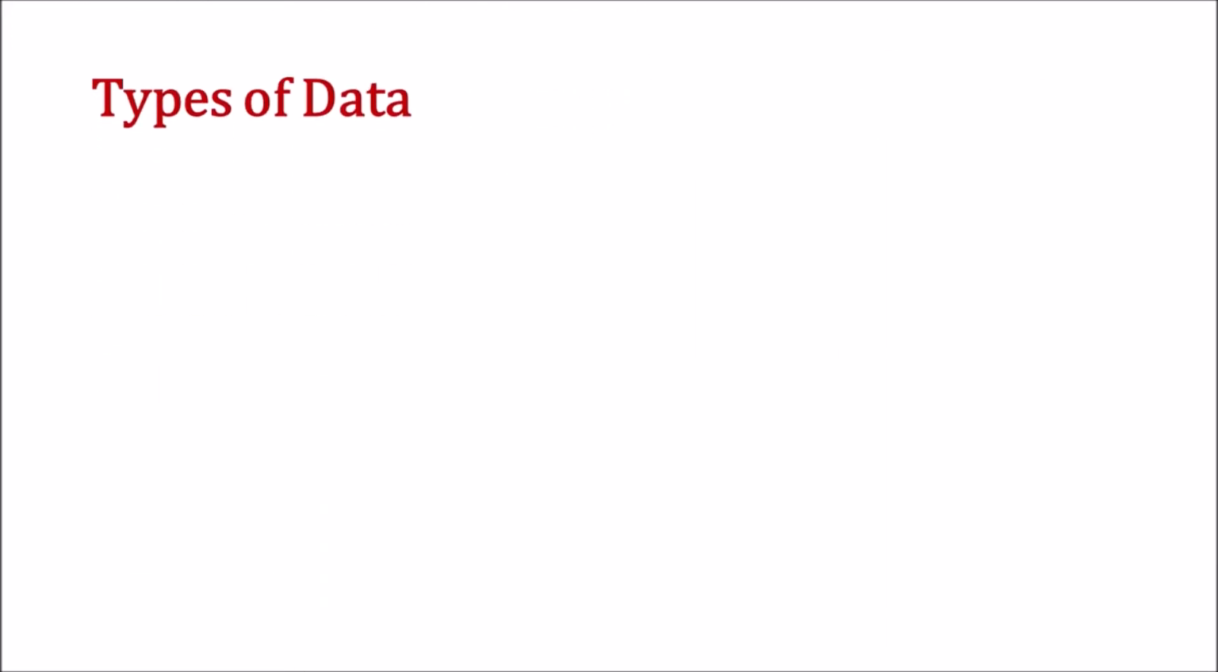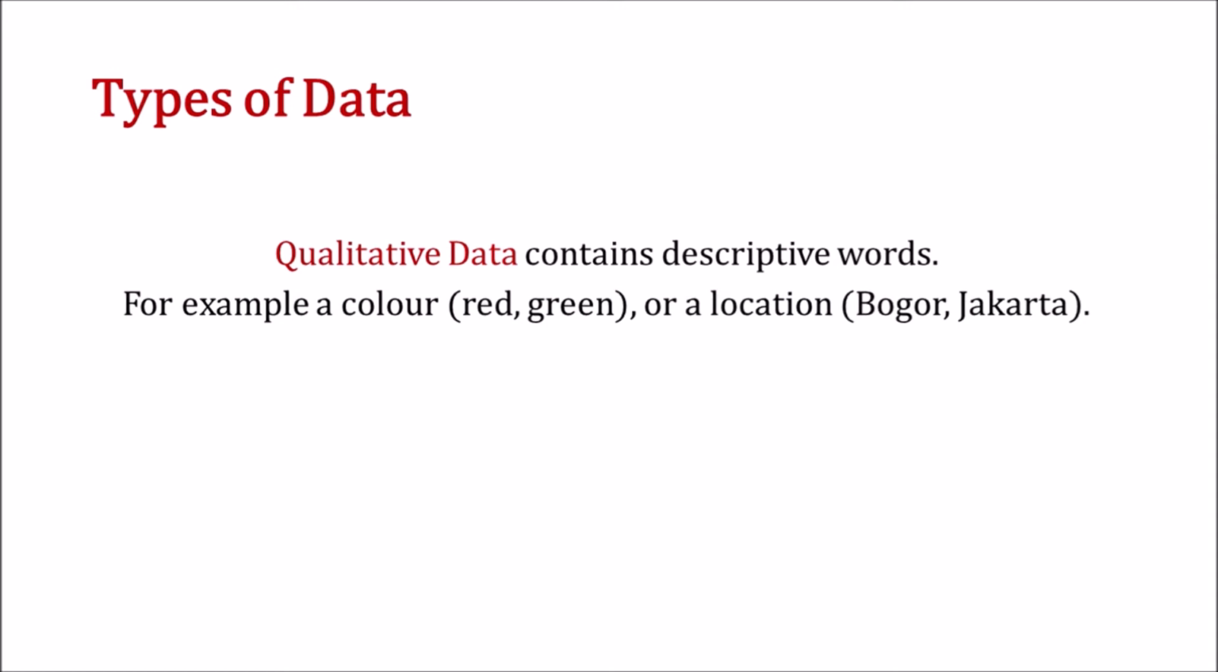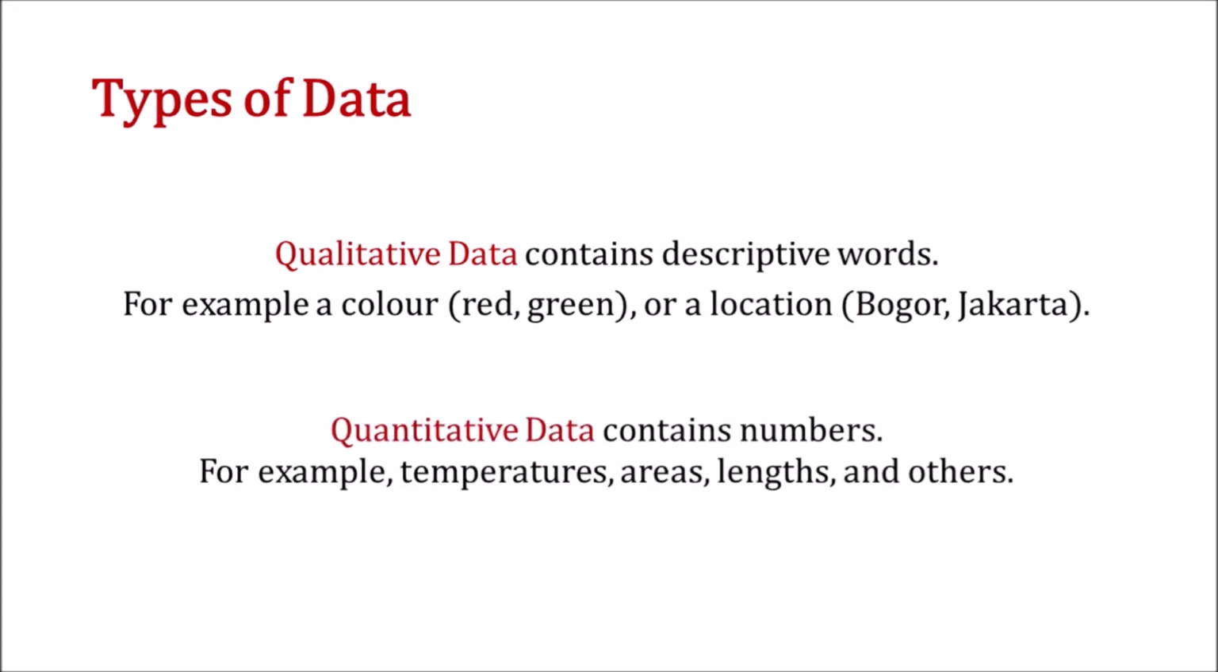There are two types of data. First, qualitative data contains descriptive words, for example a color, like red or green, or a location, like Bogor or Jakarta. And the second is quantitative data, which contains numbers, for example temperatures, areas, lengths, and others.